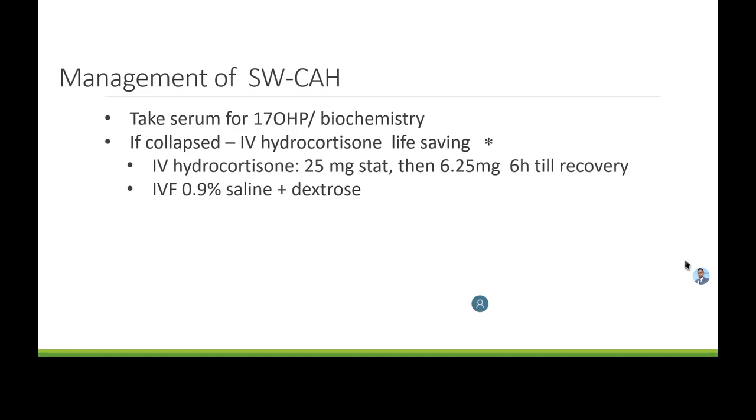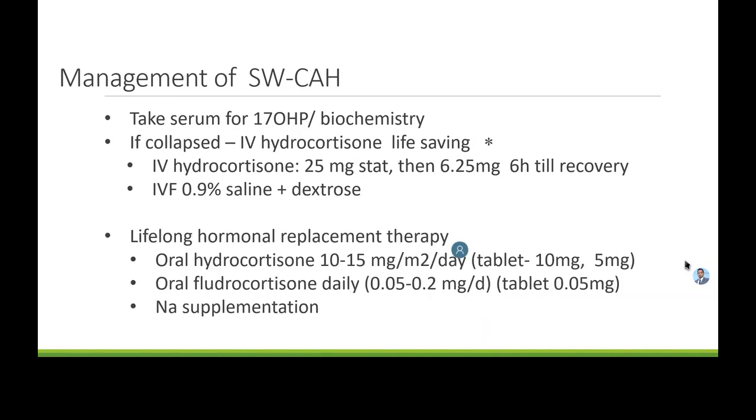The dose we give for little infants is 25 milligrams. Give it as a STAT dose, and then you can give 6.25 6-hourly until the acute condition resolves. So that is 25 STAT and then 25 daily in 4 divided doses, 6-hourly dosing. And of course, you will start resuscitation with 0.9% saline and dextrose if necessary. You can start feeding the child. There is no need to keep milk by mouth, but till the vomiting settles, the child will need resuscitation. And then once the acute stage has settled, we can start on the oral hormone replacement therapy.